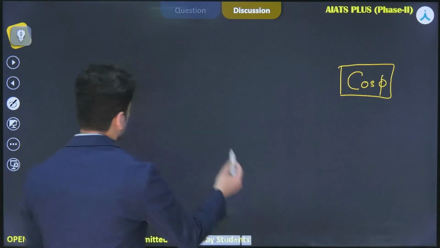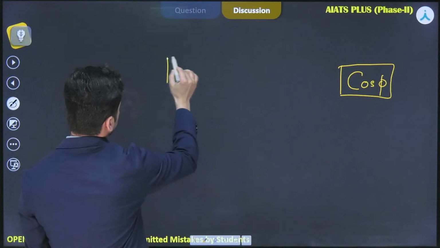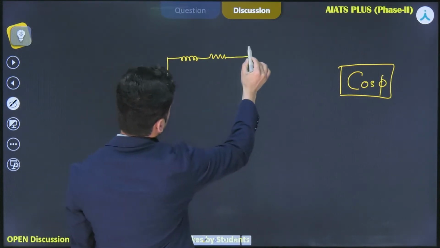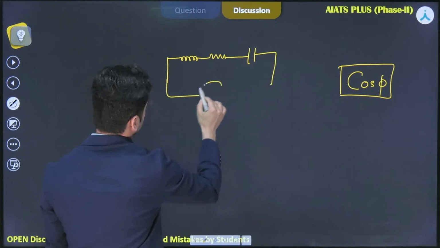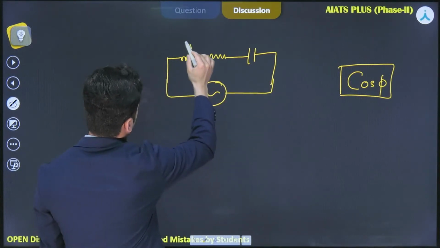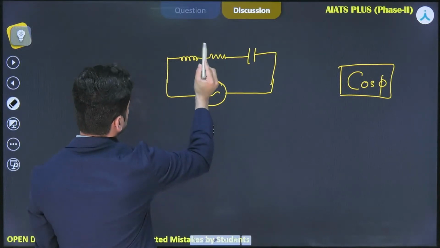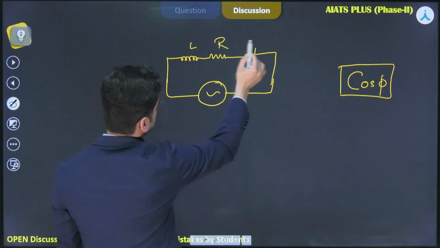Suppose I try to draw the impedance triangle. Let me draw, see, I have a series LCR circuit like this. This is my inductor, this is my capacitor. Sorry, this is my resistor and this is my capacitor. They are connected to an AC source, something like this, right? This is your L, this is your R, and this is your C, right?